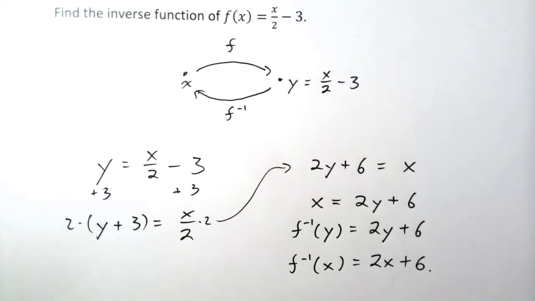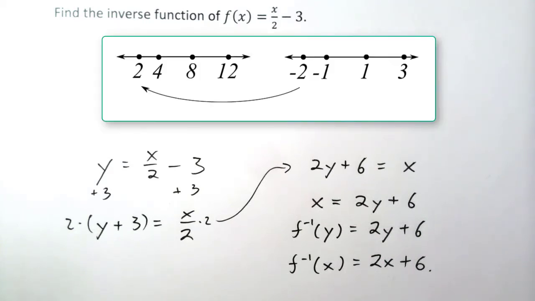Now, something that you should check on your own is verify that we got just what we were describing. This is a function that will take negative 2 back to 2, negative 1 to 4, 1 to 8, 3 to 12. It does the opposite of what our original function did.